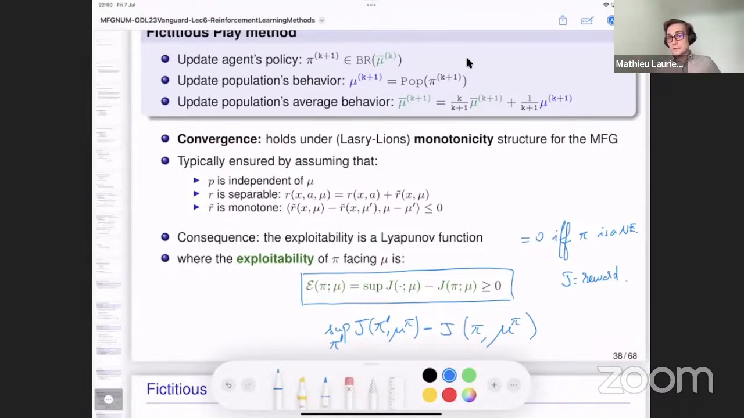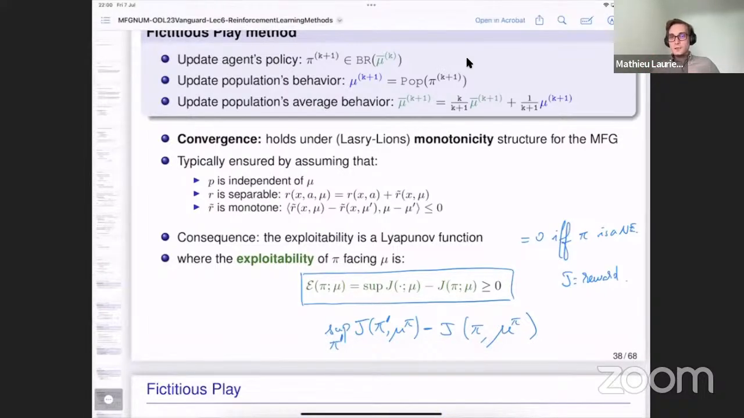Because in principle, it's not easy to check whether what you have is a Nash equilibrium, right? Because remember, fixed point problem is not optimization. So how do you check if you have converged to a Nash equilibrium? Well, this is one quantity that you can use to check, because you know that it has to go to 0.